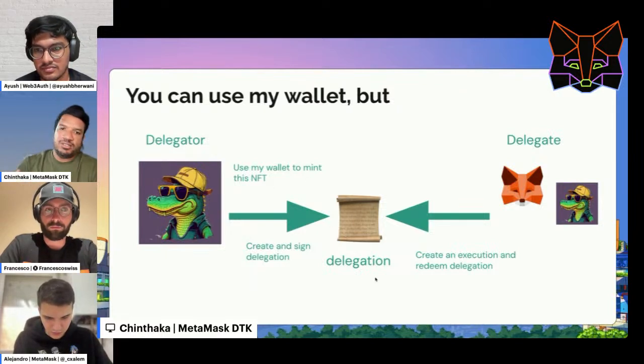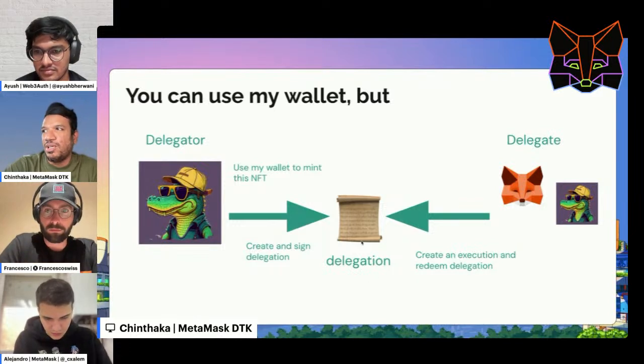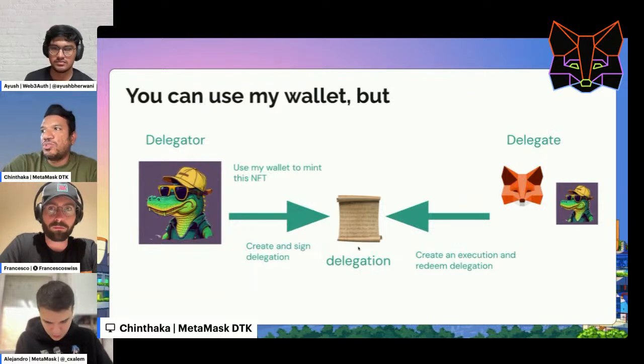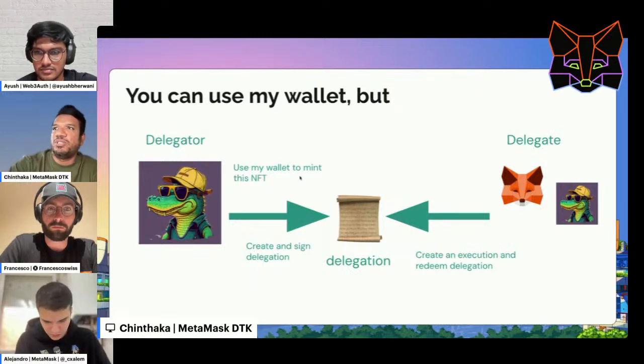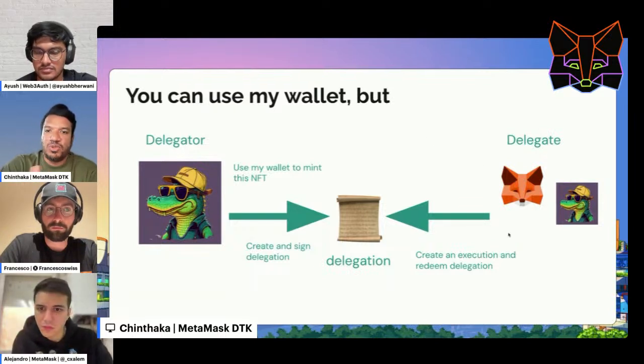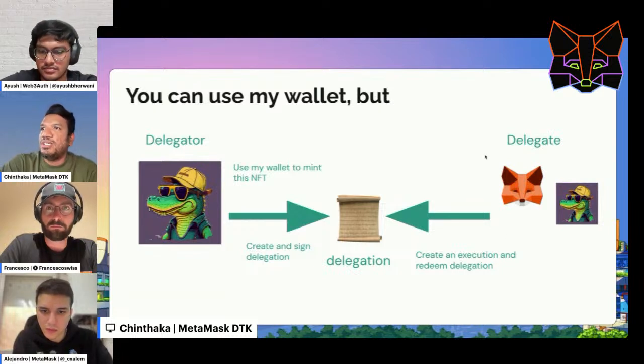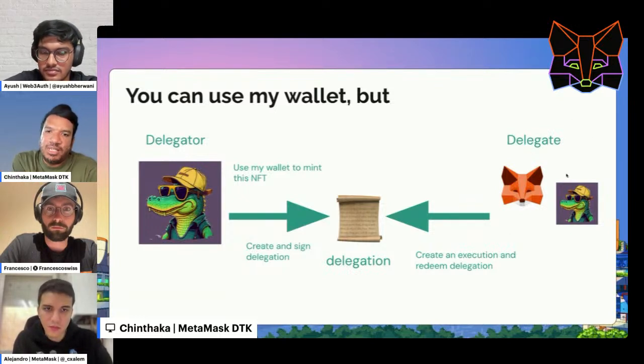I'll show in the next slide what the delegation looks like. It's just a simple object or struct in Solidity. So you write a delegation with all the rules and other stuff, and the delegator signs it and passes it down to the delegate. The delegate can then redeem the delegation, which means the delegate is using the delegator's wallet. Say they call a smart contract, they won't be using the delegate's account, they will be using the delegator's account instead if they redeem the delegation.